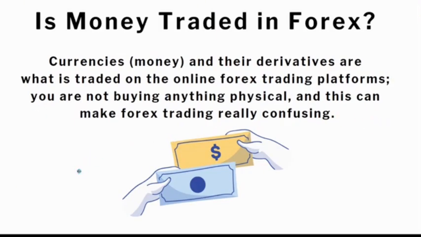So what is traded in the foreign exchange market? The simple answer is money and its derivatives. What is traded on the online Forex trading platforms? You are obviously not buying anything physical if you trade in the Forex market, and this can make Forex trading really confusing to some people. Don't worry, because everything you're buying and selling is like a derivative of that country's currency.